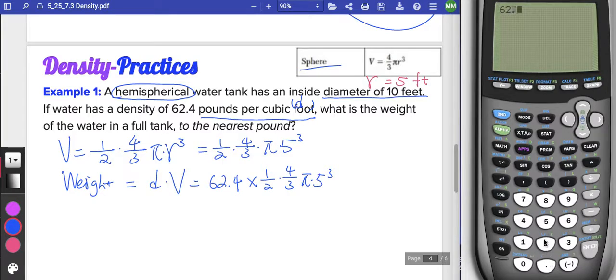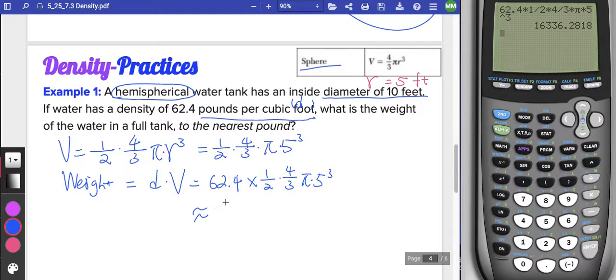It's going to be 62.4 times a half times 4/3 times pi, which is the pi button, and times 5 to the third power. It seems long, but if you double check everything, as long as you type everything correctly, you should be able to get the right answer. So 62.4 times half times 4/3 times pi times 5 to the third power. Then enter. So the final answer is this long number here, but now let's check.